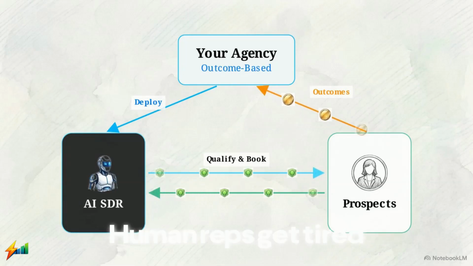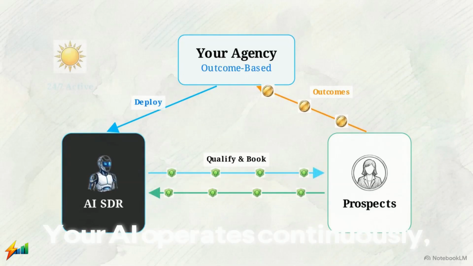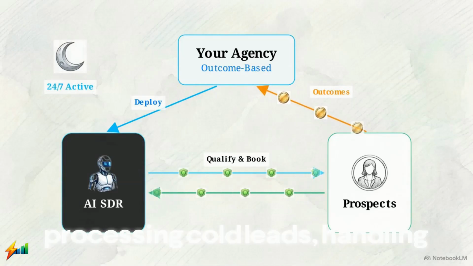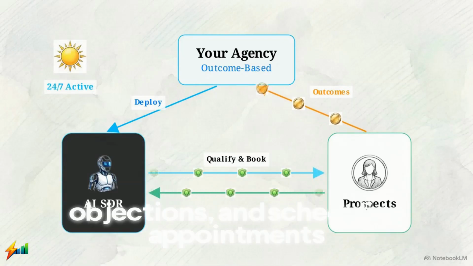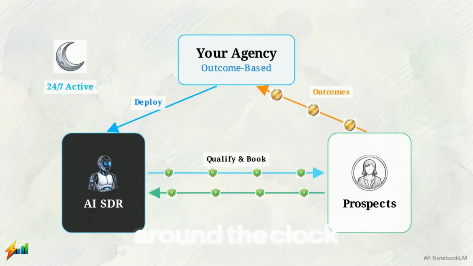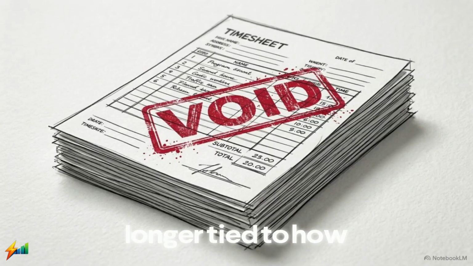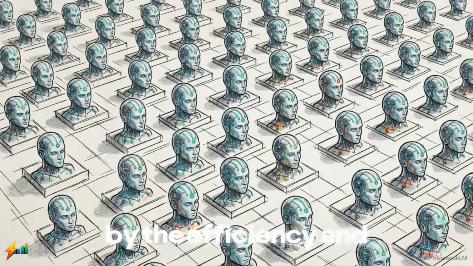Human reps get tired and miss follow-ups. Your AI operates continuously, processing cold leads, handling objections, and scheduling appointments around the clock. Your income is no longer tied to how many hours you or a hired team can work. It is driven entirely by the efficiency and volume of the AI systems you set up.